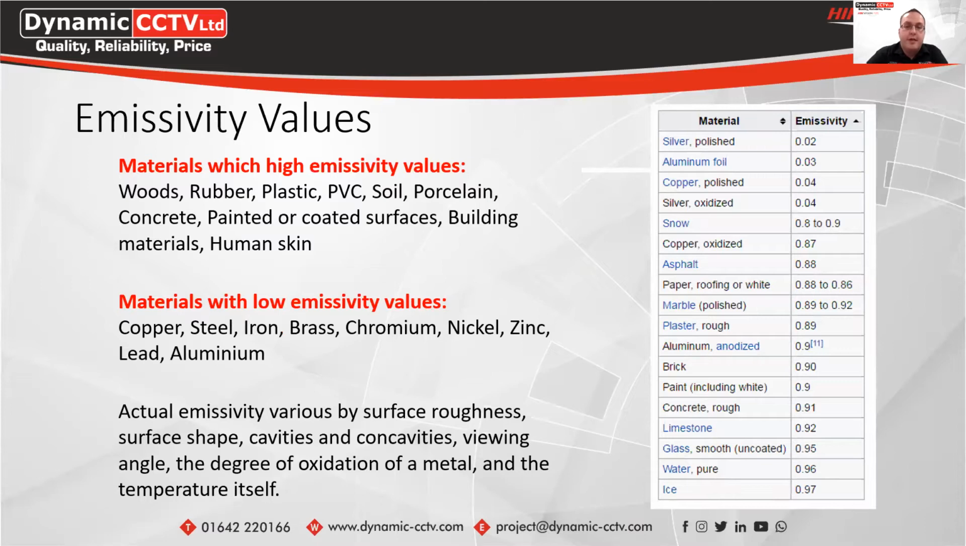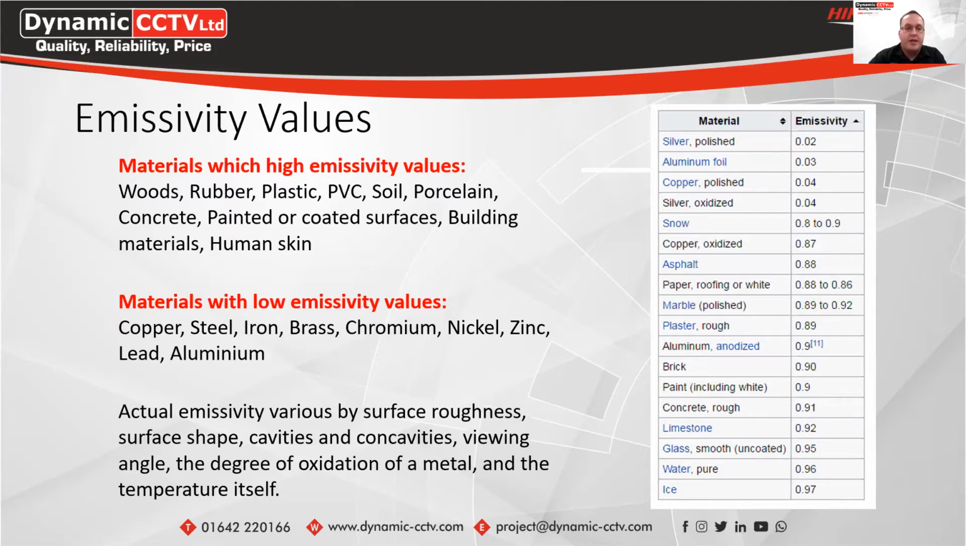So these are the different emissivity values. This is just a table that we've put in there, but I will send a copy of the slides out after the webinar, so you have all these emissivity ratings to hand when you're doing your own installs with the cameras. You can also contact us here at Dynamic CCTV for the list. The different materials, such as woods, rubbers, plastic, PVC, even human skin, all have their own different emissivity ratings.